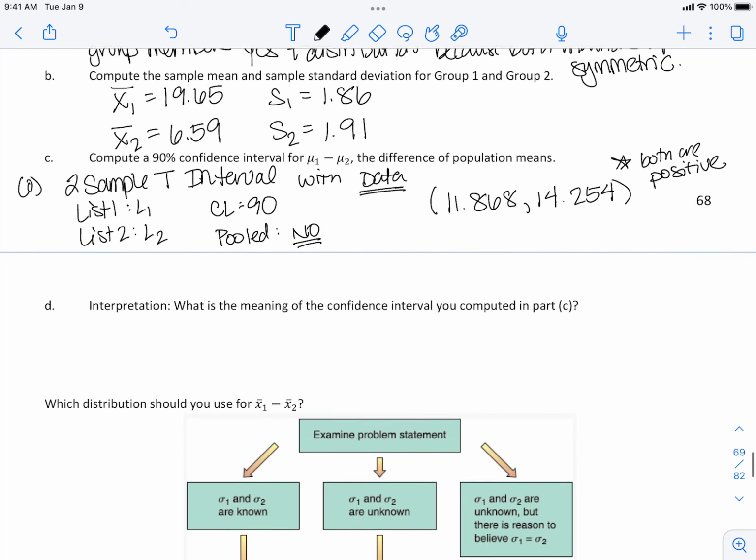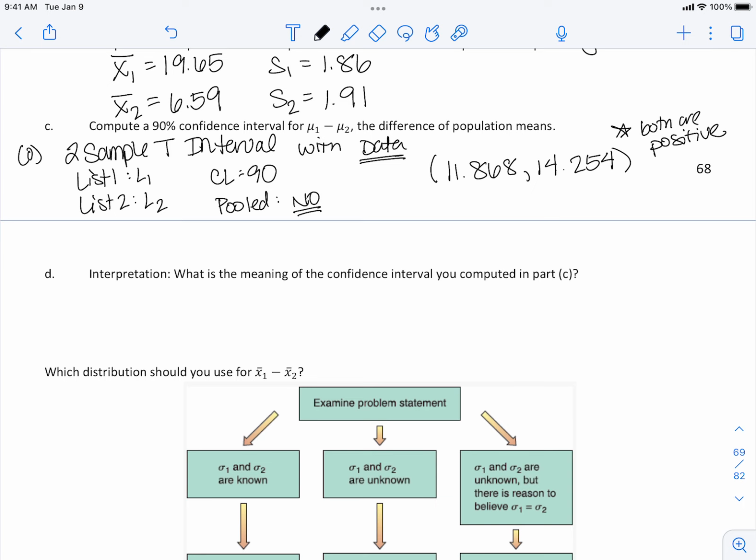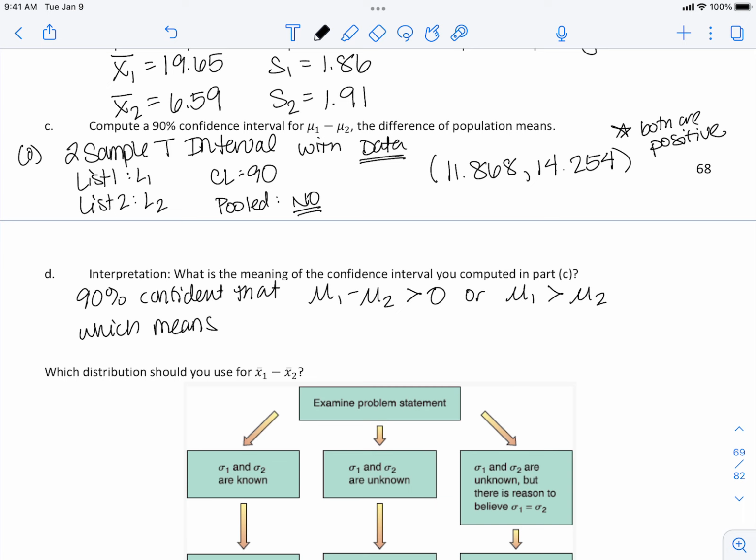All right, if we turn the page to interpret this, what's the meaning of the confidence interval we just computed? We would say we are 90% confident that mu1 minus mu2 is greater than 0, or mu1 is greater than mu2, which means more brainwaves from 4 to 6 a.m. with the alcohol.